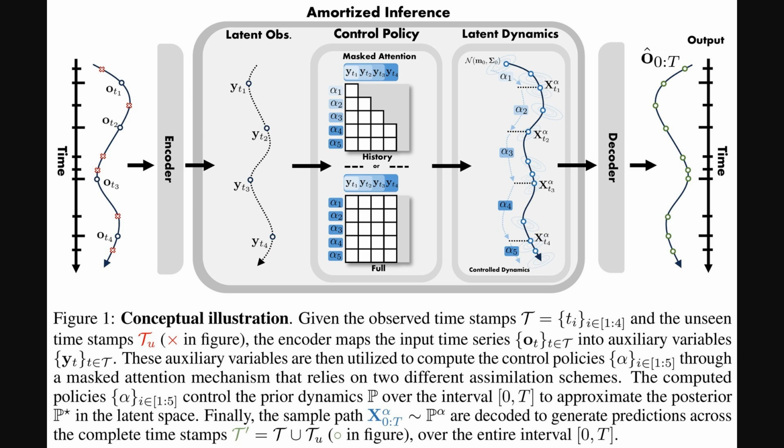Alright, so figure 1 here gives us a conceptual illustration of how this amortized control of continuous state space model works. We see on the left, it takes these irregularly spaced time points. Those are the O_Ts. An encoder, which is like a data translator, then maps these into what are called latent observations, sort of hidden patterns. These latent observations help determine a control policy, essentially a set of guiding rules. This policy, using a masked attention mechanism, a clever way for the model to focus on relevant data parts, then shapes the latent dynamics, the underlying continuous process. Finally, a decoder translates these learned dynamics into a complete output time series.